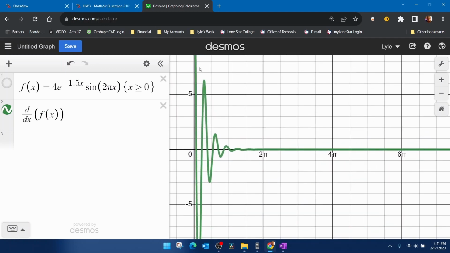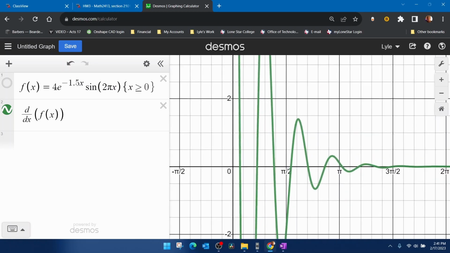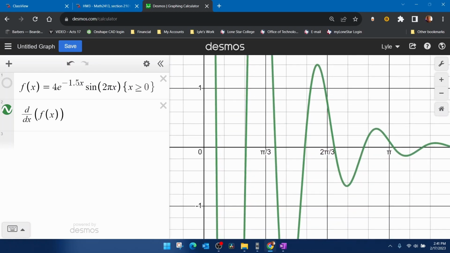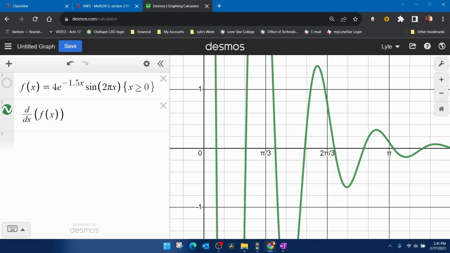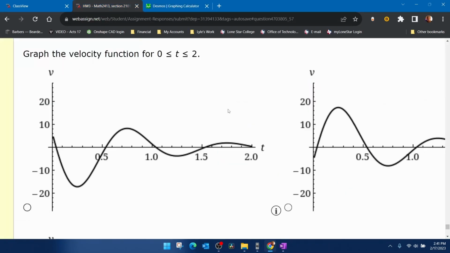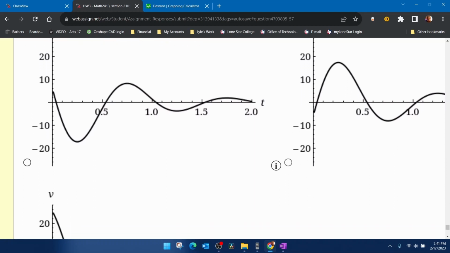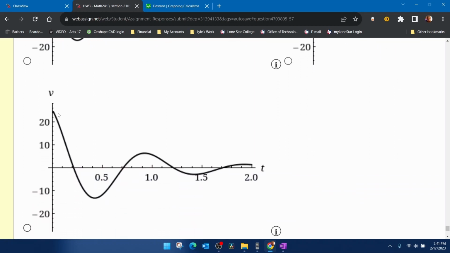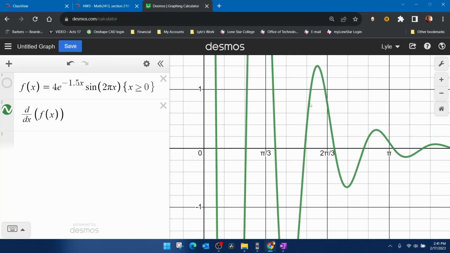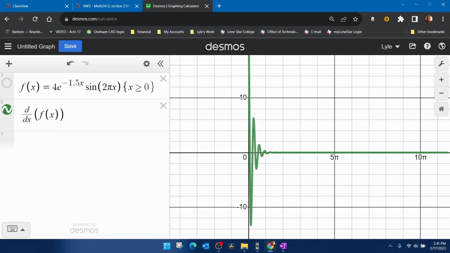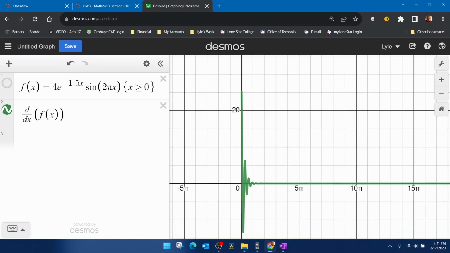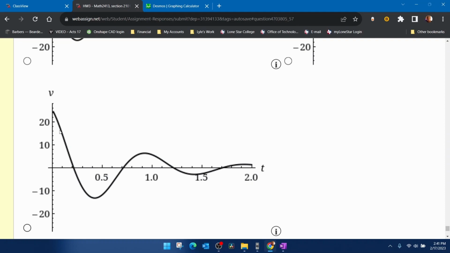So notice that it's going to start above the x-axis, and it's going to come down and go below the x-axis. So for the velocity graph, we need a graph that starts above the x-axis, and it was pretty high, and then it comes down to below the x-axis. That's above 20. Let's see, does Desmos give us that? If I change my range, yeah, that's actually above 20 there that it goes. So I'm feeling pretty good about this answer here.